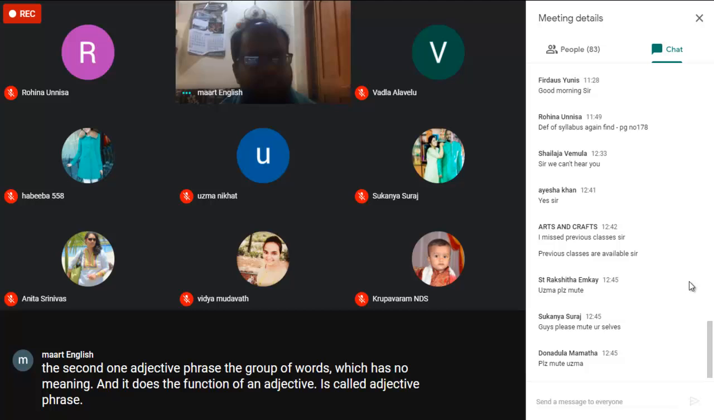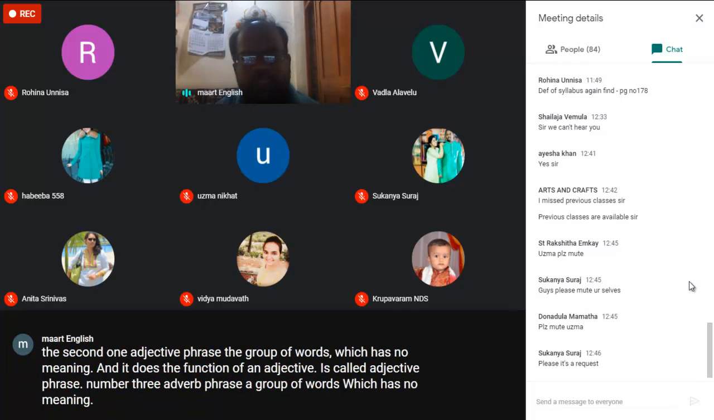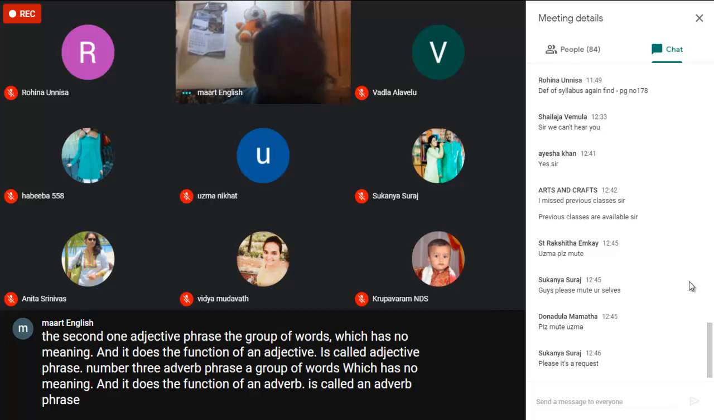Number 3, adverb phrase. A group of words which has no meaning and does the function of an adverb is called an adverb phrase. Yes.